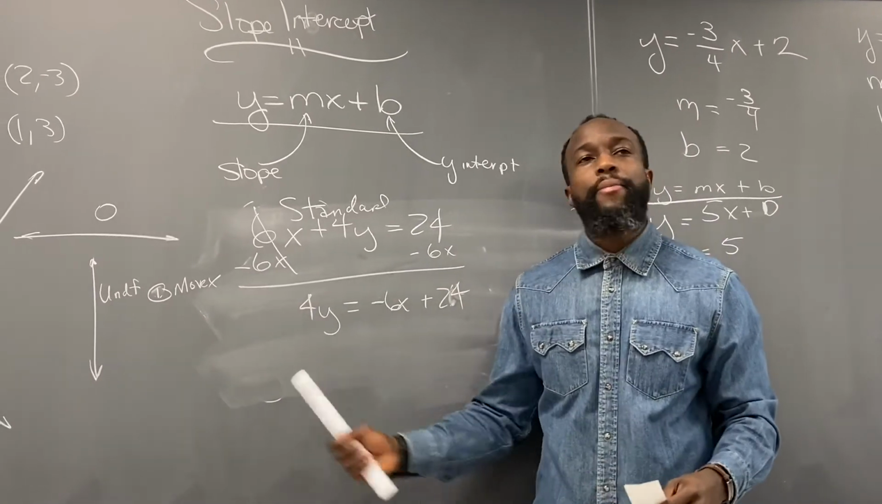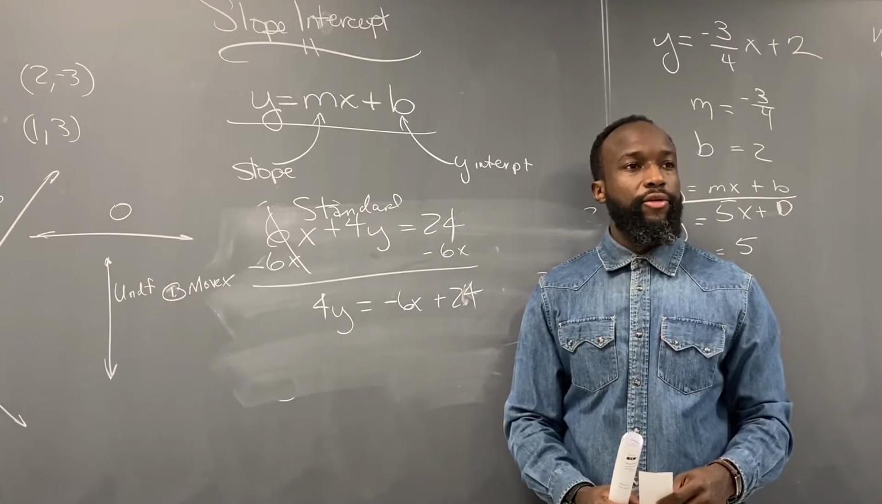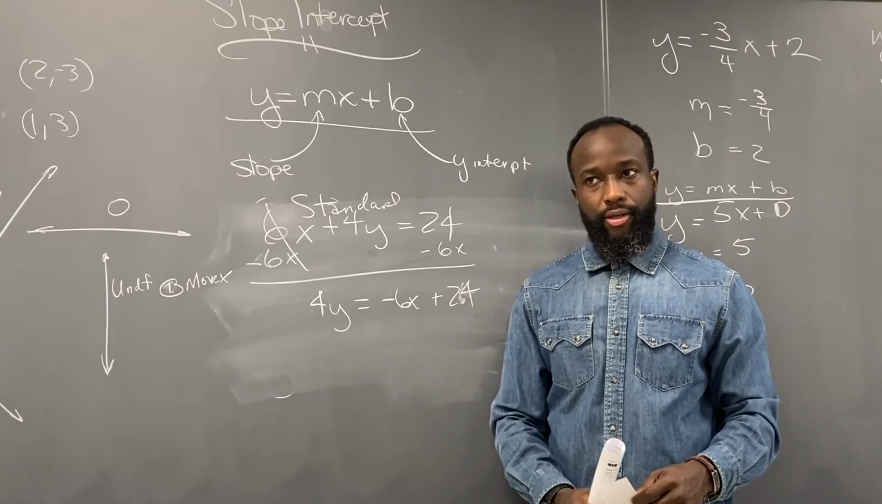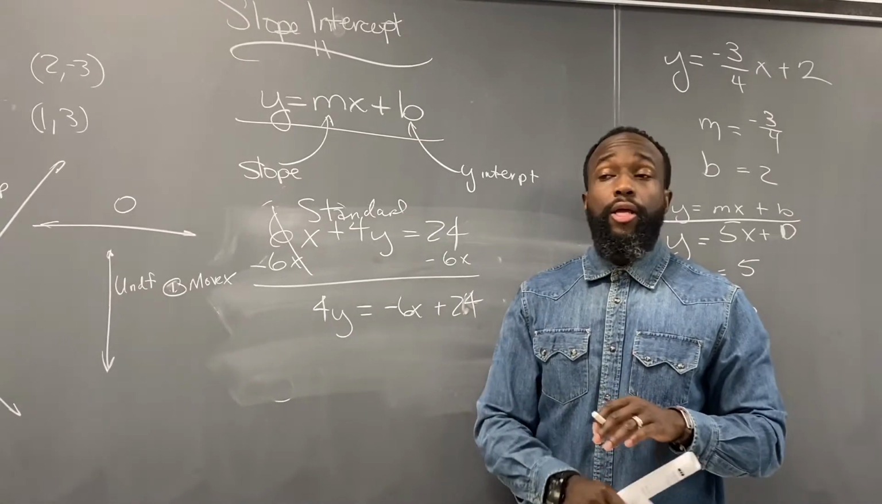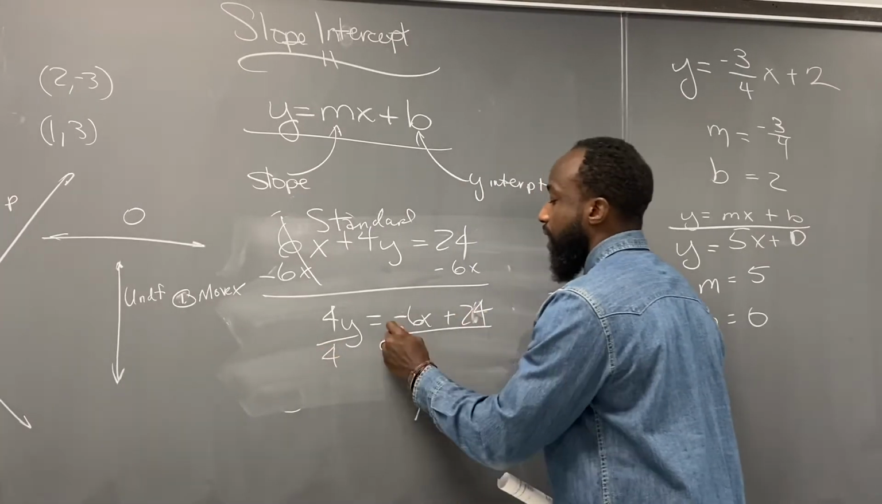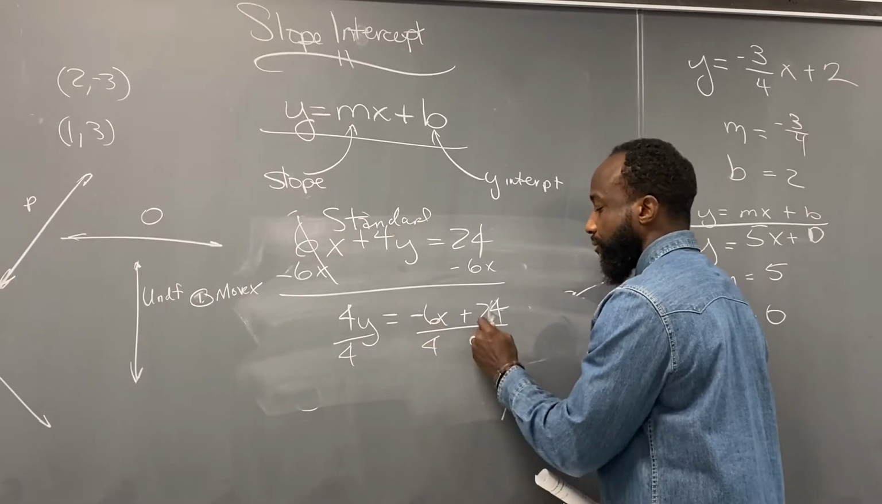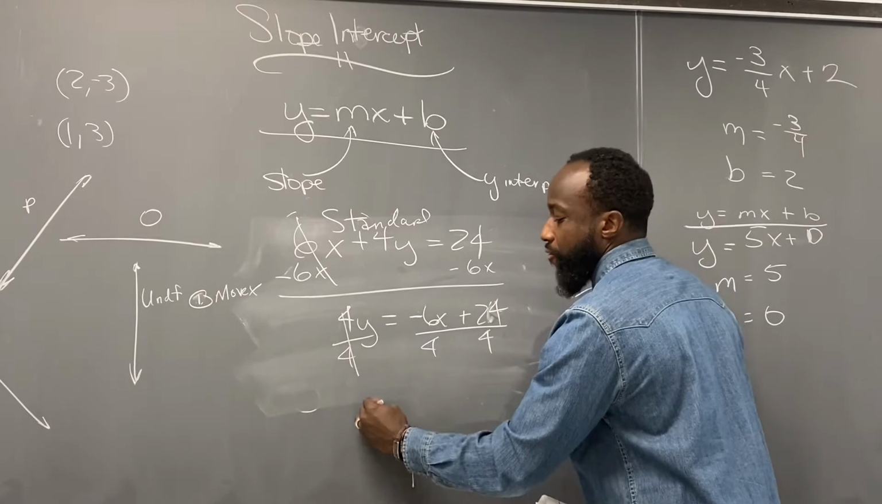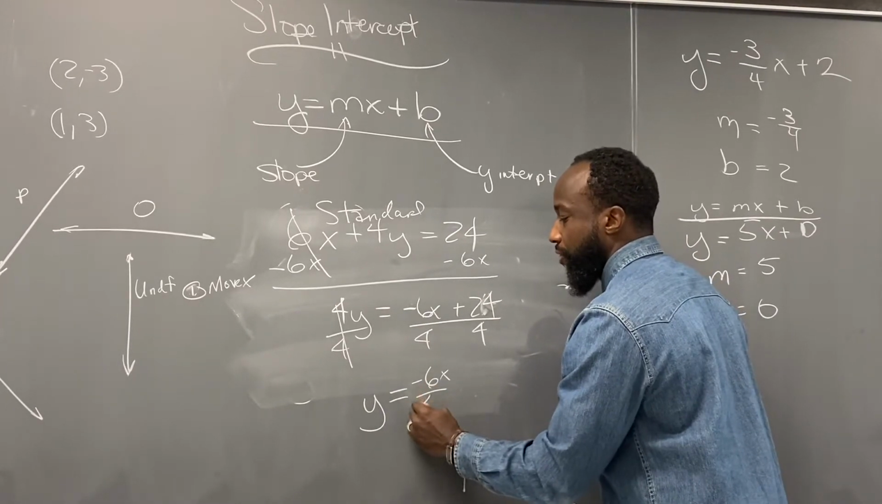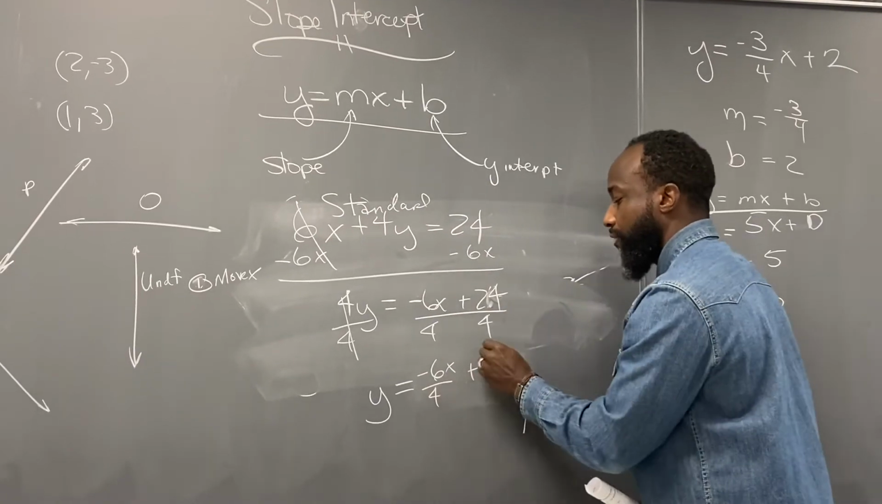Now, how do we get the y by itself here? Divide by 4. You divide everything by 4. So now you're going to have y equals negative 6x over 4 plus 24 over 4.